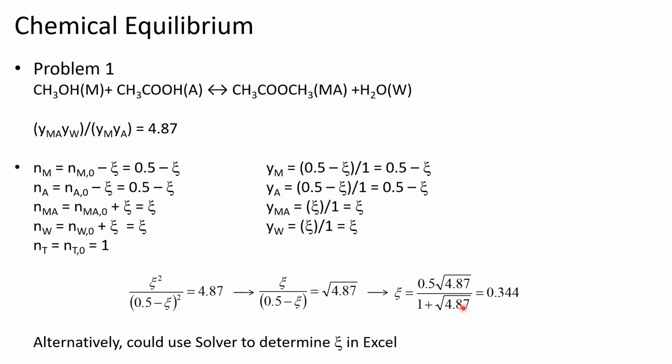In many cases, you won't be able to solve this as easily as you have here, but we have a tool to do that. We can use Solver in Excel to determine the value of xi. We'd put the value of xi in one cell, we'd calculate the equilibrium constant here, and we'd set that cell in which we calculate the equilibrium constant to a value of 4.87 by changing the value of xi.